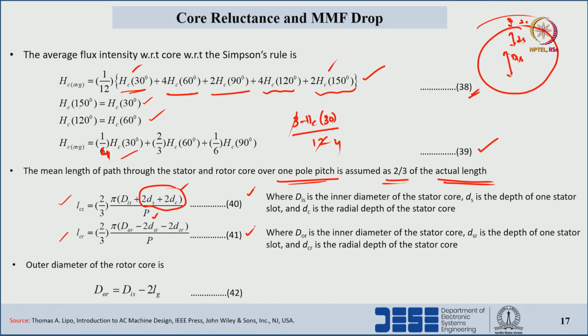So, by utilizing equations 40 and 41, we can calculate the length of the path through the stator and rotor core over one pole pitch. Here the assumption factor we have considered is 2/3, and the outer diameter of the rotor core we know: the inner diameter of the stator minus 2 into the air gap length will give the outer diameter of the rotor.